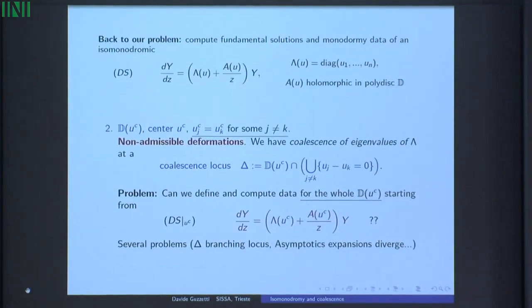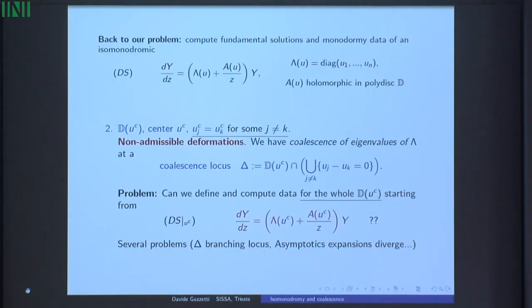Now, let's consider again our system, but in the case when we have a coalescence point. So the center of the polydisk, which I call U_C, C stands for coalescence. The center is characterized by the fact that some eigenvalues are equal. Not all, maybe some. So this is a case where the deformation is non-admissible. And by the way, in dimension greater than 1, if there is a coalescence point in the center, there is a full coalescence locus inside the polydisk. So we ask the same question. Can we compute the data of the original system if we fix the system at the coalescence point?